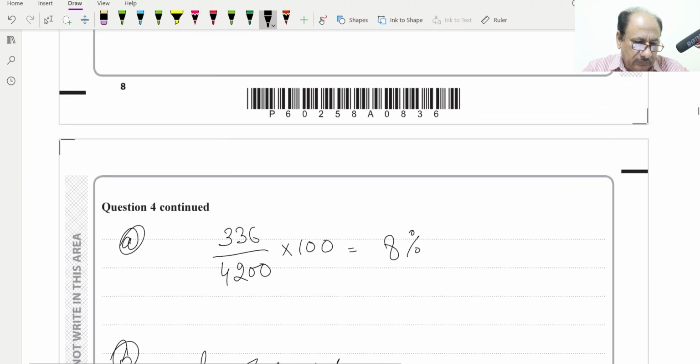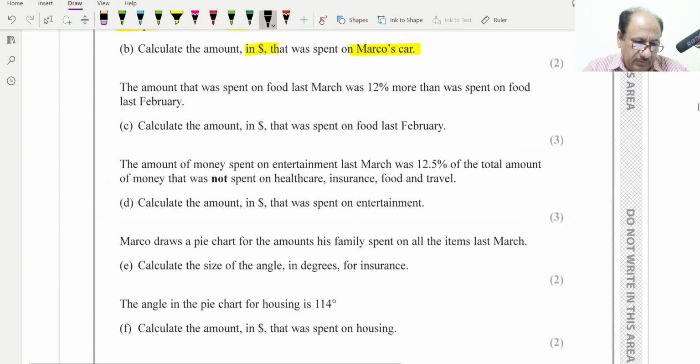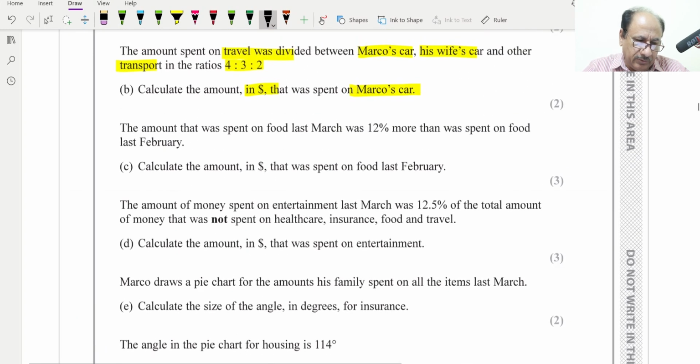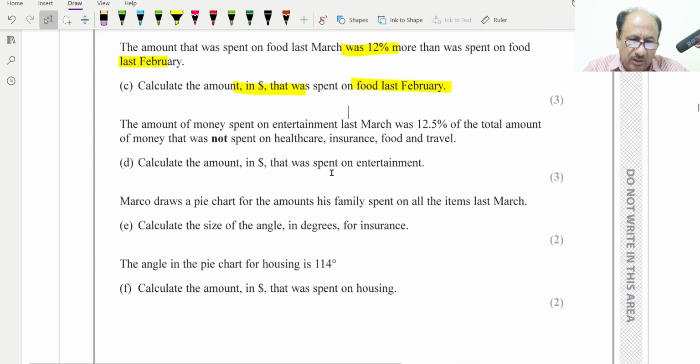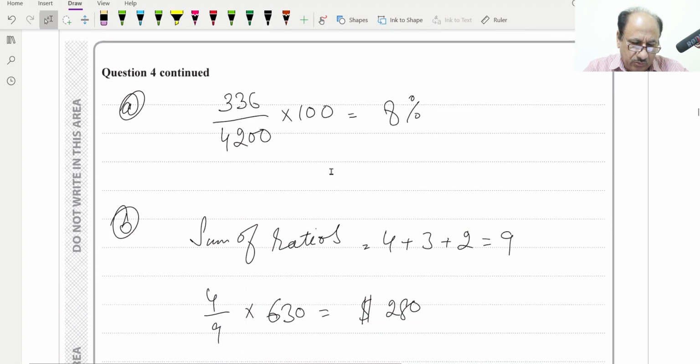Now after that, C part, basically the amount that was spent on food last March was 12% more than was spent on the food last Feb. So calculate the amount in dollars that was spent on food last Feb. We don't know the original amount, so this is a reverse percentage question.